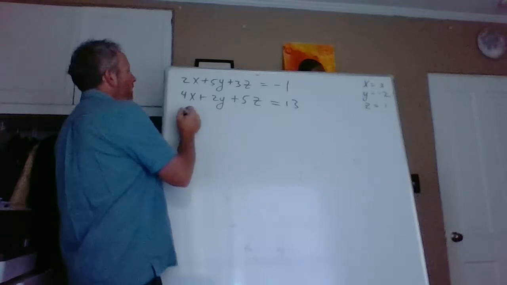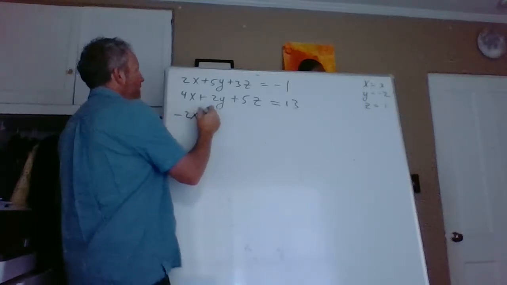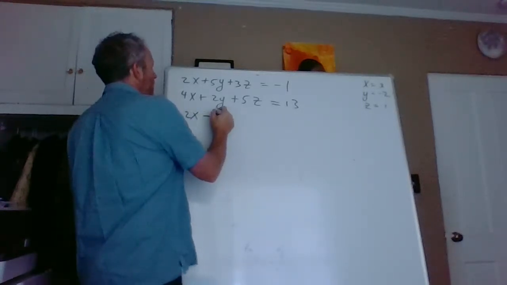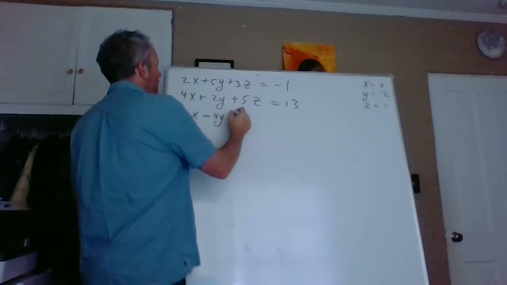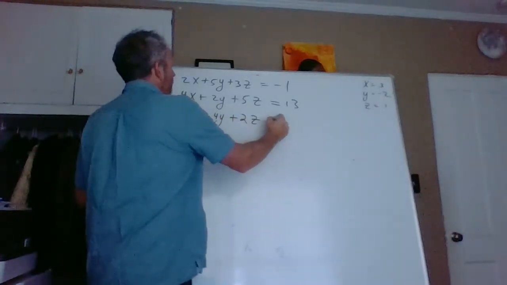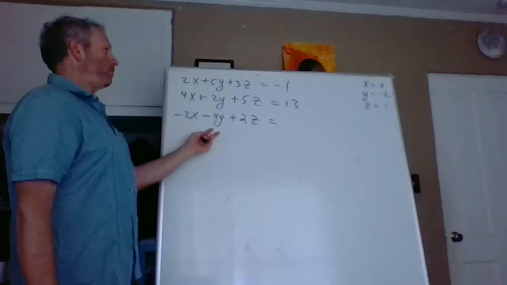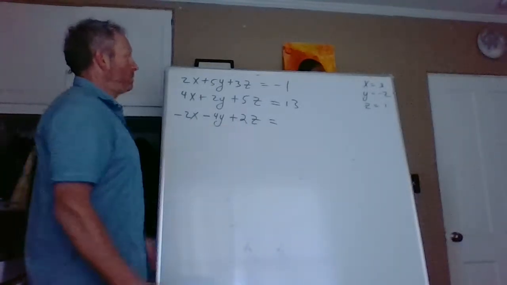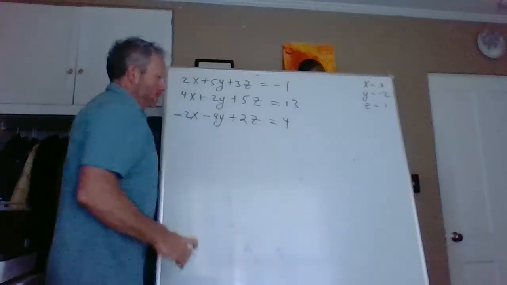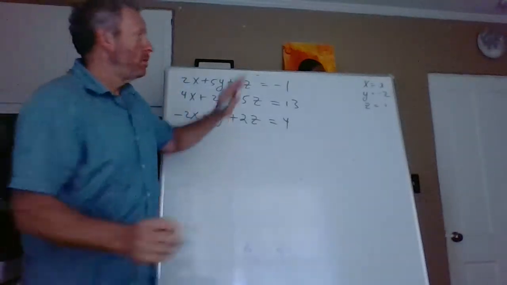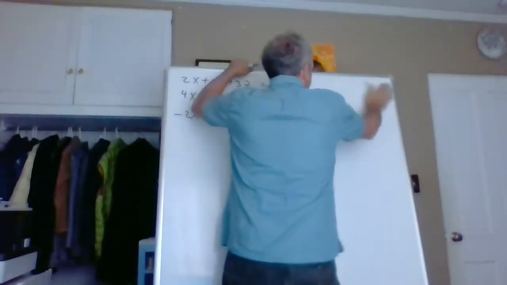So here, let's say we have negative 2x minus 4y plus 2z. Now, would this be negative 6? And then this would be 8. So that's 2 plus 2 is 4. Okay. Now remember, you were not supposed to have seen that.